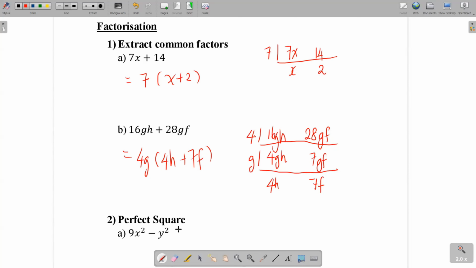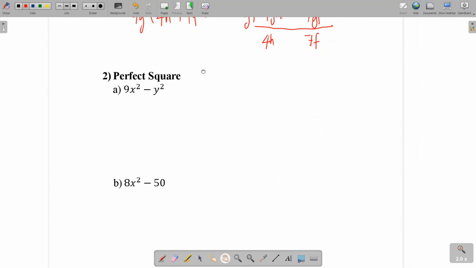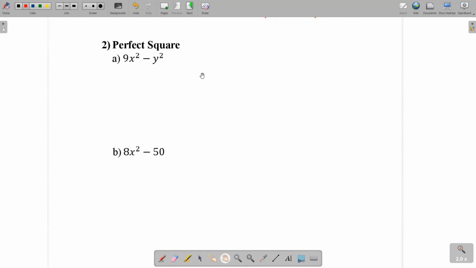Now, we look at the second method, which is factorization using the perfect square. Now, how do we factorize using this method? Okay, first thing, normally for this kind of question, we will have two terms. Then the second thing is that for these two terms, we will be able to square root them perfectly. Before we discuss further how we find this, let me show you something first.